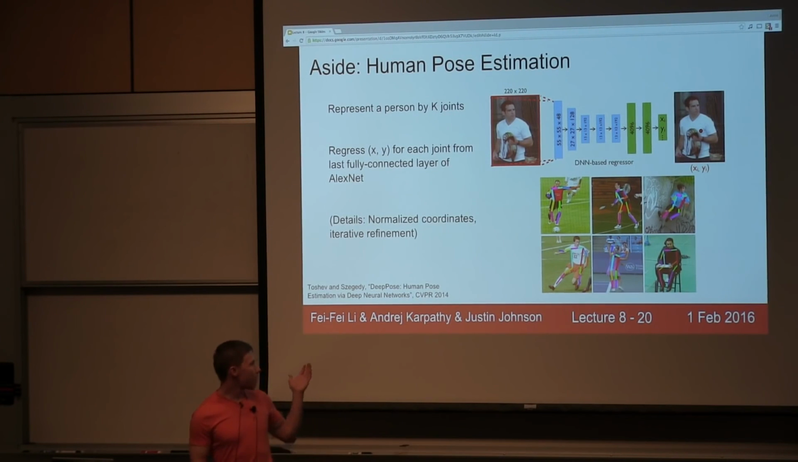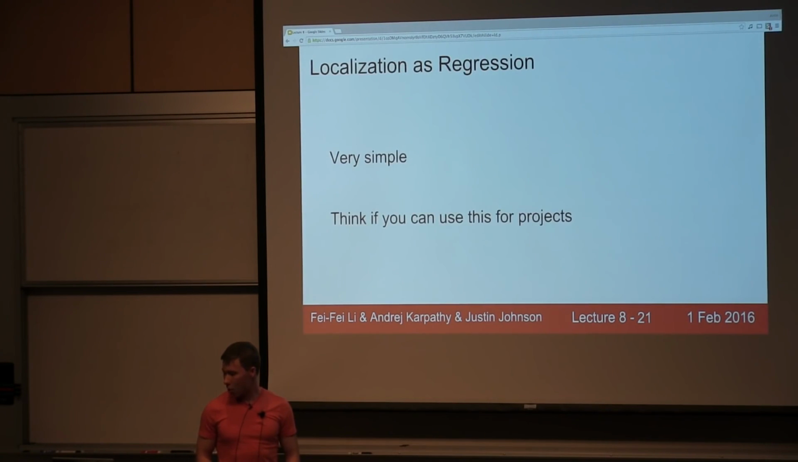There's a paper from Google from a year or two ago that does this sort of approach. They had a couple of other bells and whistles, but the basic idea was just using a CNN to regress to these joint positions. So overall, this idea of treating localization as regression for a fixed number of objects is really, really simple.